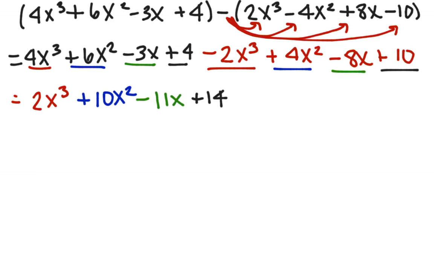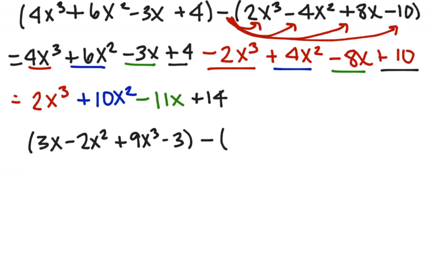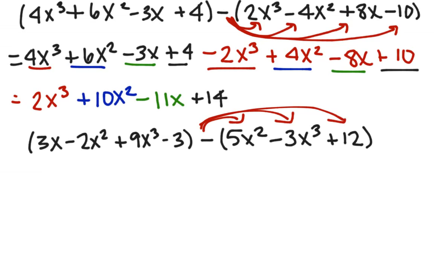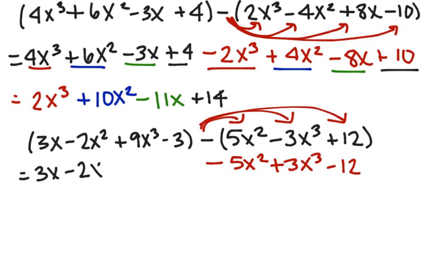Let's take the second example we did on the other page and subtract those polynomials as well. 3x minus 2x squared plus 9x to the third minus 3 in the first parentheses, minus new parentheses 5x squared minus 3x to the third plus 12. Once again, you may find it helpful to actually write out the distributing of the minus sign, so this becomes minus 5x squared plus a 3x to the third minus a 12. Our first parentheses terms do not change, so I'm going to write them back down.